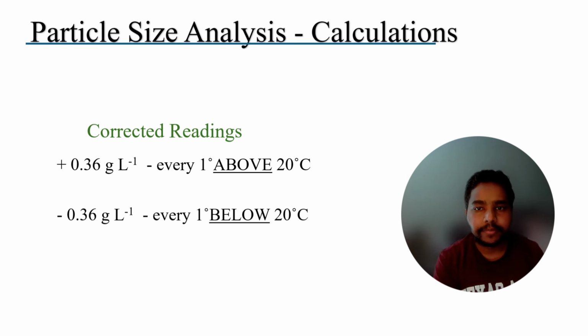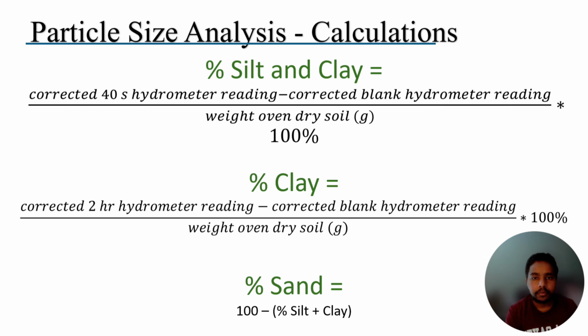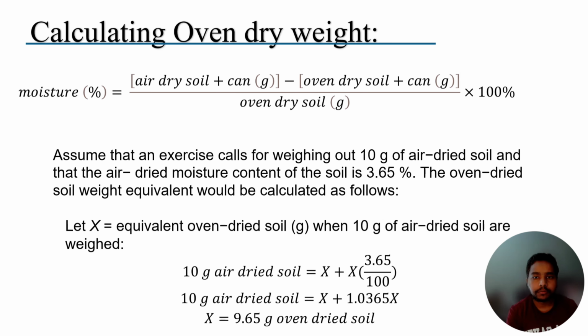We need to calibrate the hydrometer reading based on manufacturer protocol. We can calculate silt and clay percentage based on the 40-second reading. We can average 2 to 3 readings for that. For clay, we will need to use the 2-hour reading. We need to use oven dry soil weight to calculate texture. If we know soil moisture percentage and air dried soil weight, we can simply do a reverse calculation and calculate the oven dry weight.